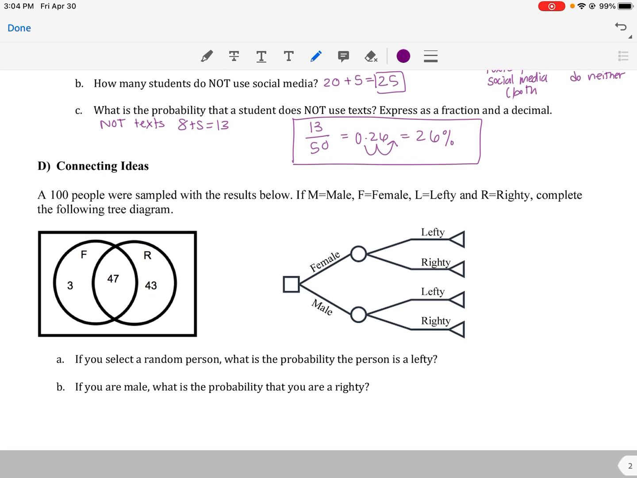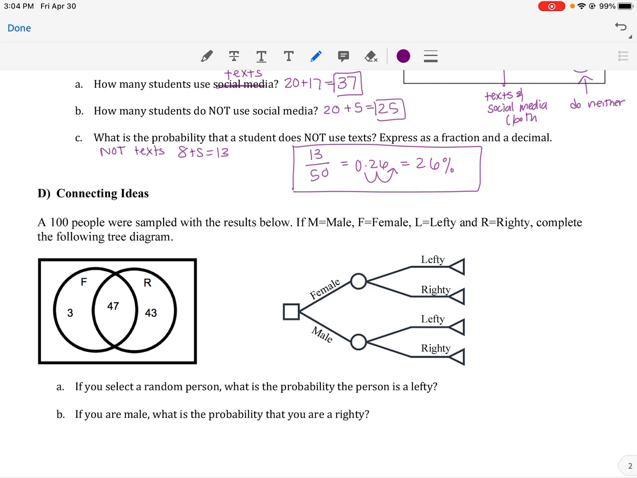Okay, let's go ahead and let's look at this last one. So 100 people were sampled, and we have the following results, with the results below. We've got that they're male, female, lefty, or righty. And notice those are 2 separate groups. You're either male or you're female. There's nothing else. You're either lefty or righty. There's nothing else. Complete the following tree diagram.